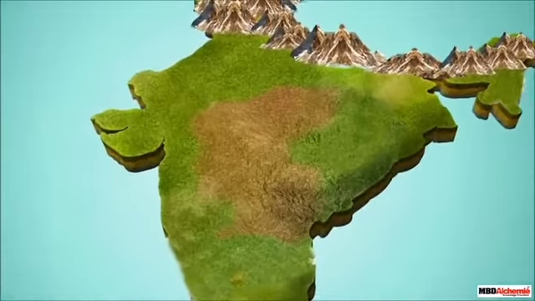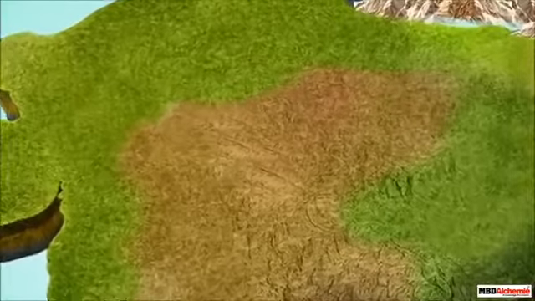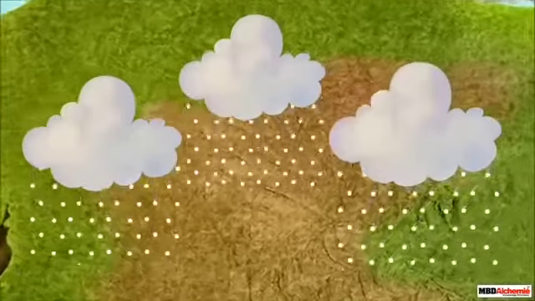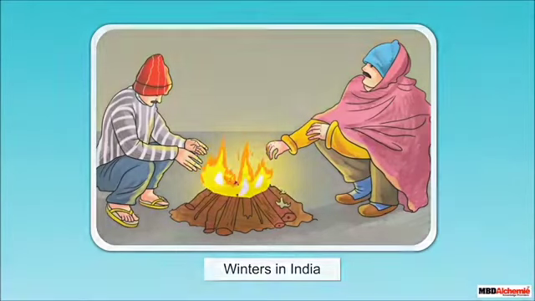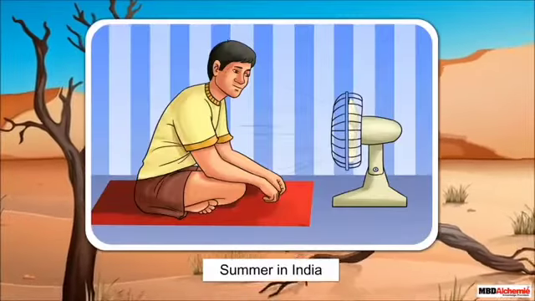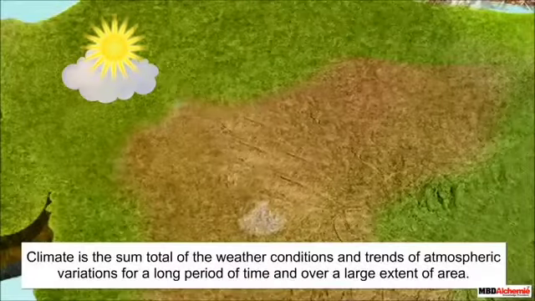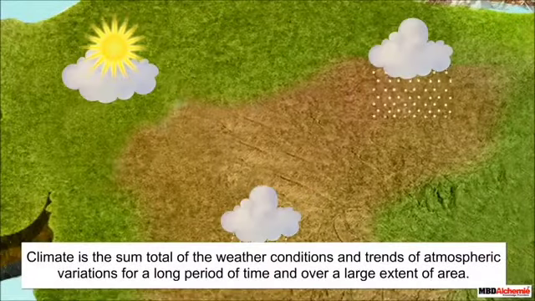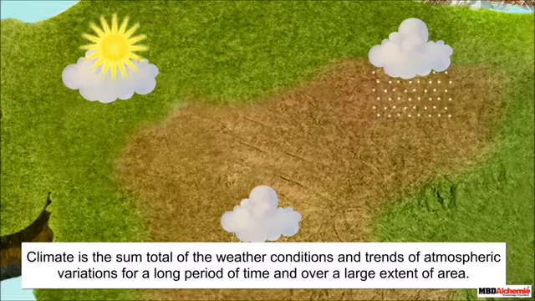Now let's discuss a state of atmospheric condition that prevails for a longer period of time. When do we wear woolens and for how long? Isn't it true that in December and January we use thick woolen clothes? Similarly, in the months of May and June, we feel hot and uncomfortable because of high temperature. Therefore, we can conclude that climate is the sum total of the weather conditions and trends of atmospheric variations for a long period of time and over a large extent of area.